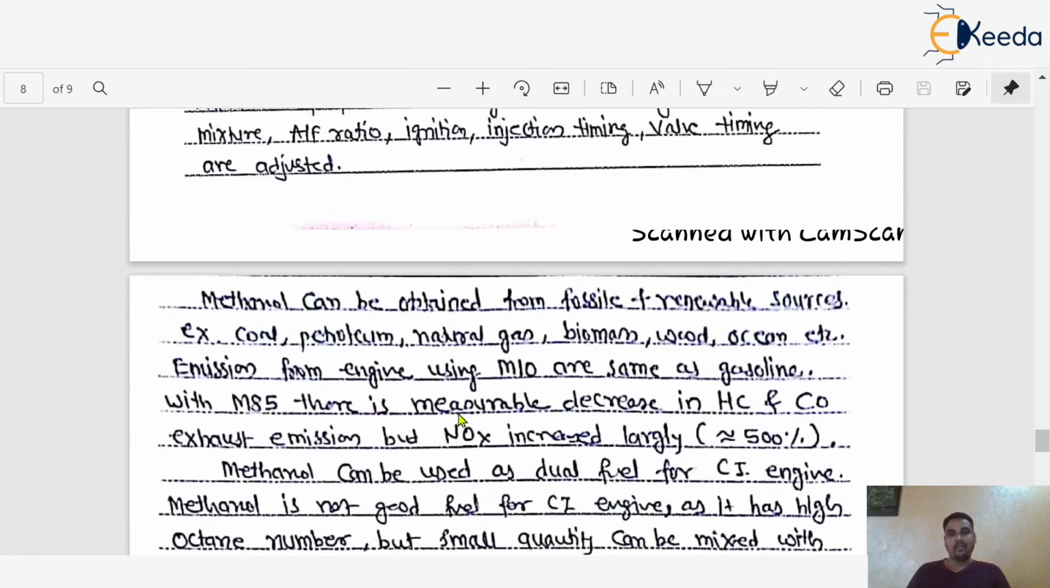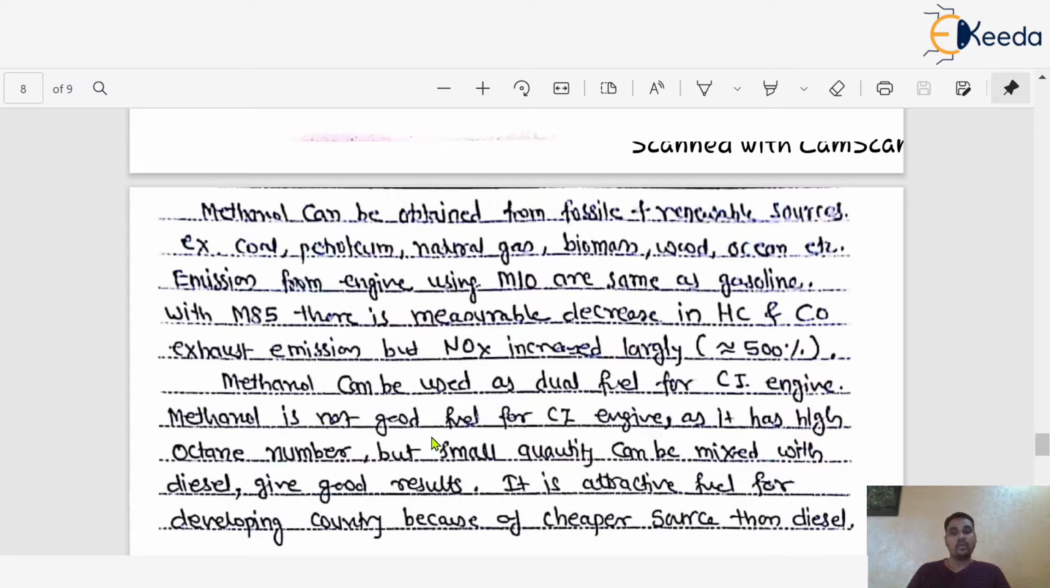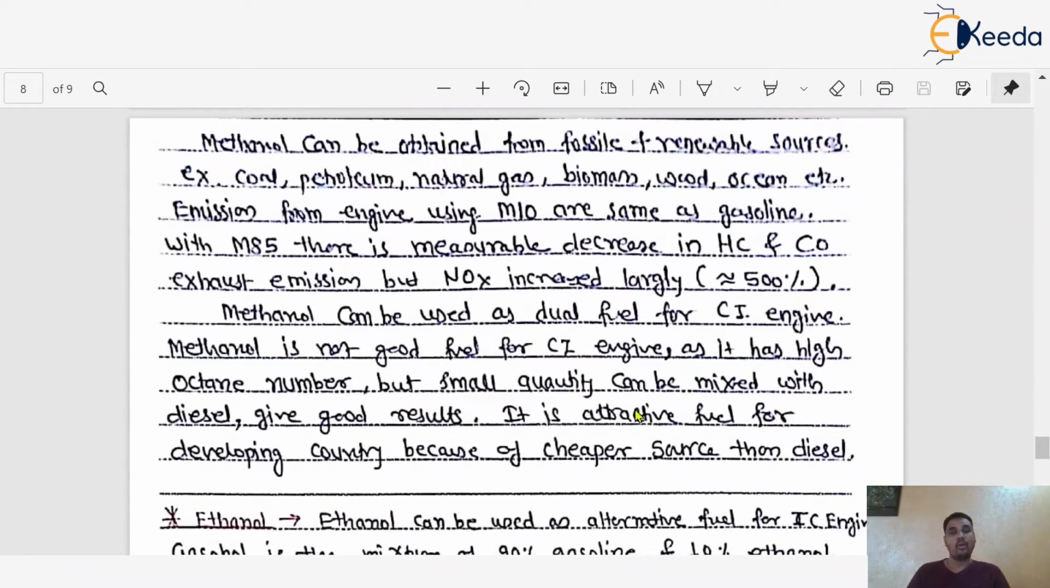Emissions from an engine using M10 are the same as gasoline. With M85 there is a measurable decrease in hydrocarbon and carbon monoxide, that is HC and CO, exhaust emissions, but NOx, nitrogen oxide, increases largely, by about 500%. Methanol can also be used as a dual fuel for CI engines. Methanol is not a good fuel for CI engines as it has a high octane number, but a small quantity can be mixed with diesel, which gives good results. It is an attractive fuel for developing countries because it is a cheaper source than diesel.